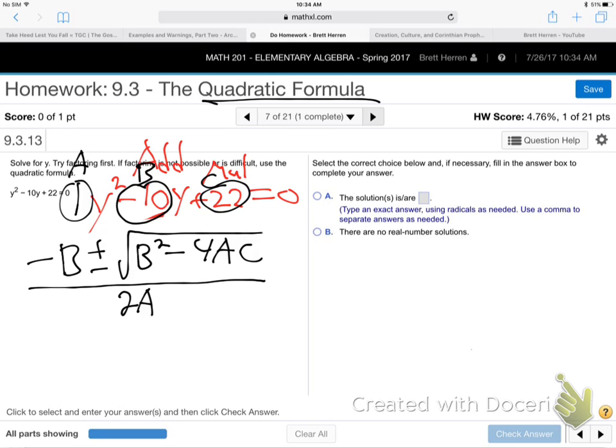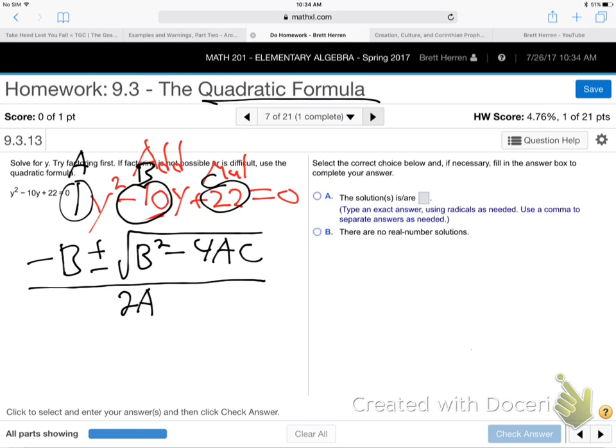The A, B, C are the numbers in front. They're not the y squared, but the number in front of y squared. It's not the y, but the number in front of y. And then the C is the last number. So the A, B, and C are just numbers in front of the letters. You just peel them off the letters. That's the A, B, and C. And then you just toss them into the quadratic formula. And all kinds of wonderful things happen. Answers come out.